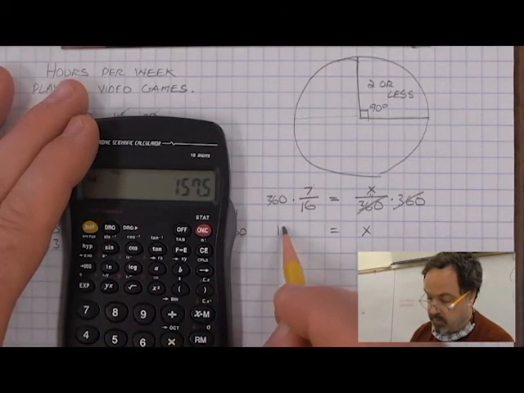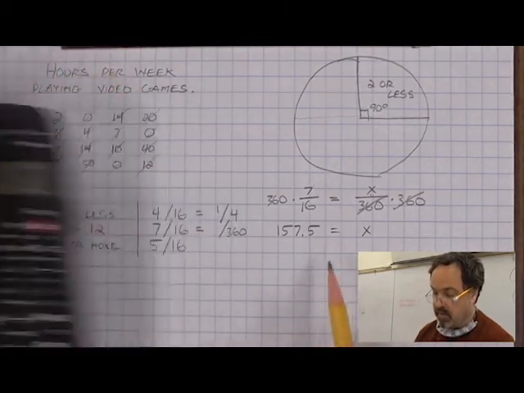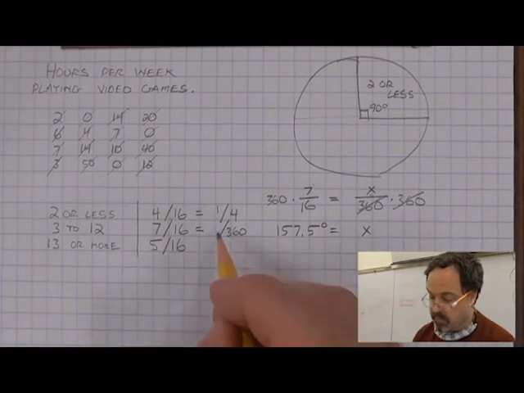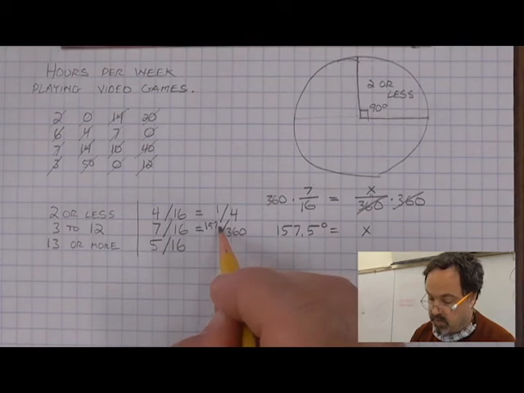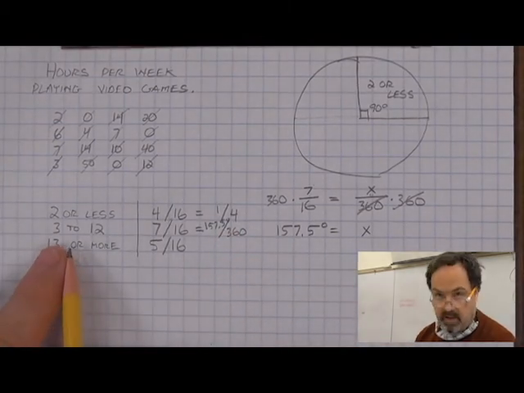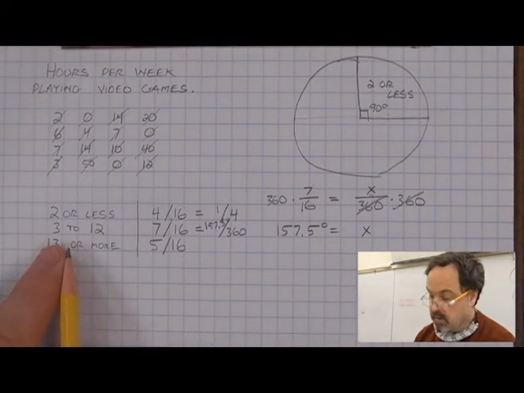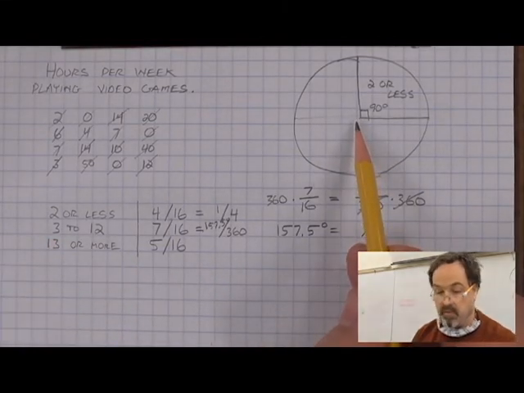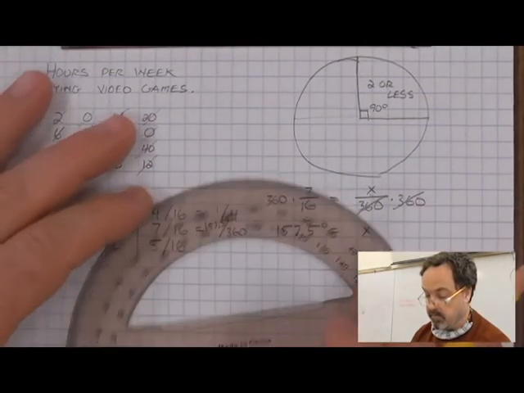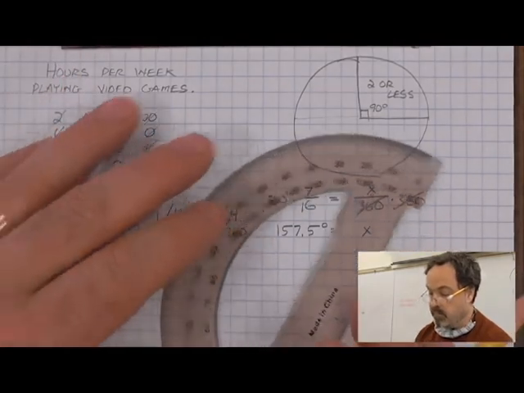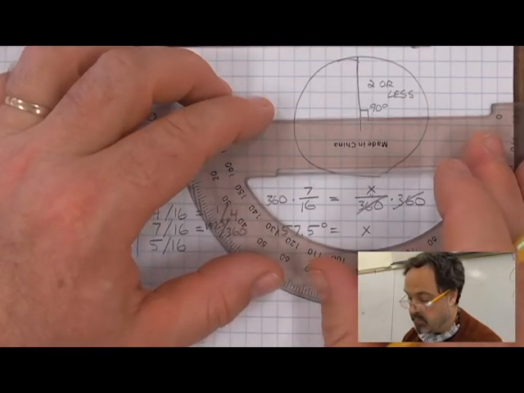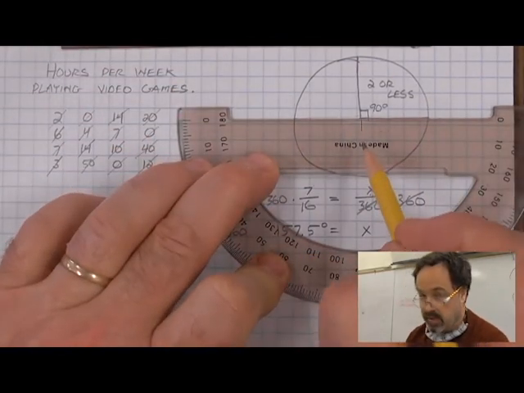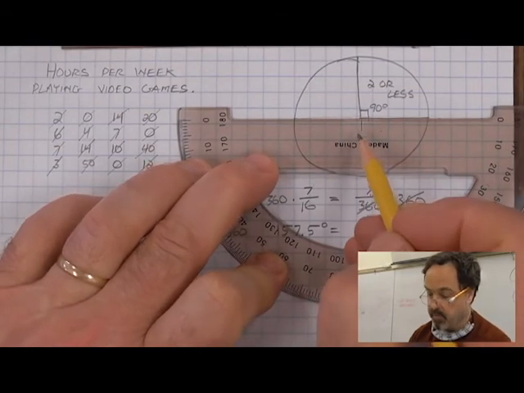The calculator tells me that x is equal to 157.5. This is a number of degrees. It is the size of the sector that is in the category of 3 to 12. Now, if I'm going to make this sector on my pie chart, a protractor will help. If you don't have a protractor, you can approximate the size of these angles, but then label the exact angle measure in your pie chart.